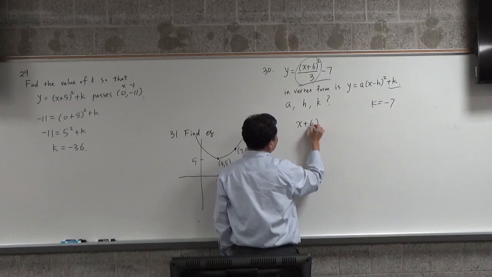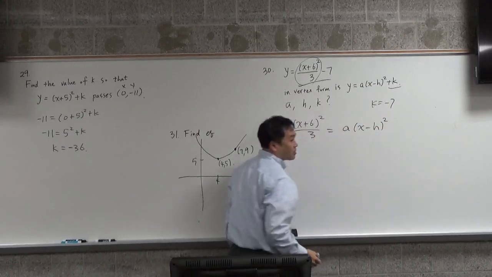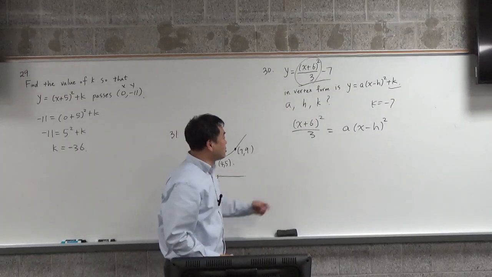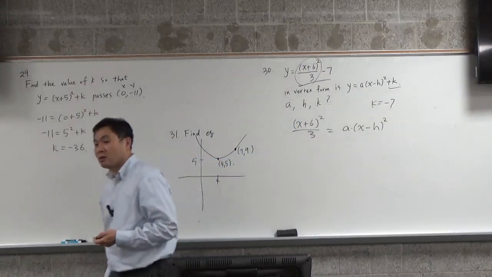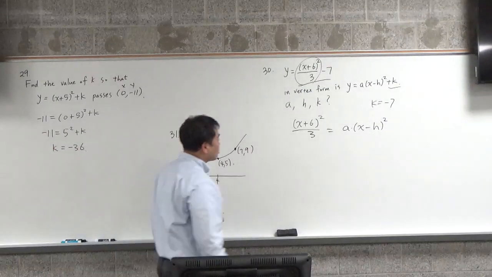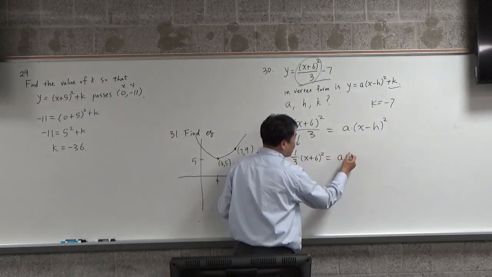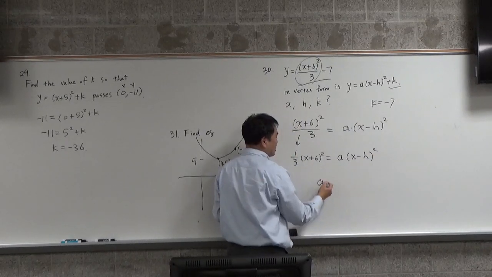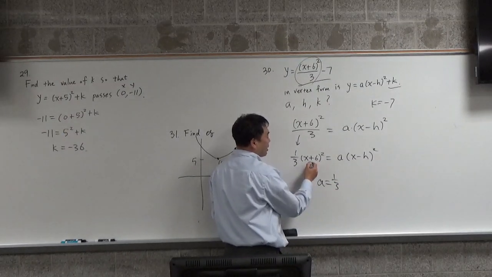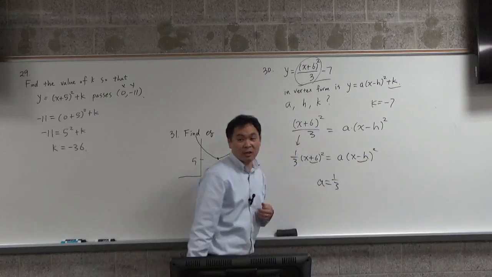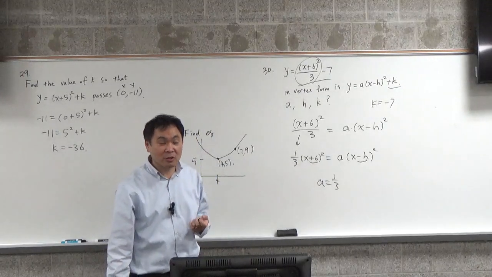make (x + 6)² over 3 look like a times (x - h)². Okay. And the first challenge is you have a division here, whereas this is a multiplication. How do you turn division into multiplication? Multiply the reciprocal. So you can rewrite this as 1/3 times (x + 6)², then this checks out. Therefore, a must be 1/3, right? Okay, but then I have a plus 6 here, whereas there's a minus h. So what could h be? -6, because if you subtract -6, it's plus 6, right?